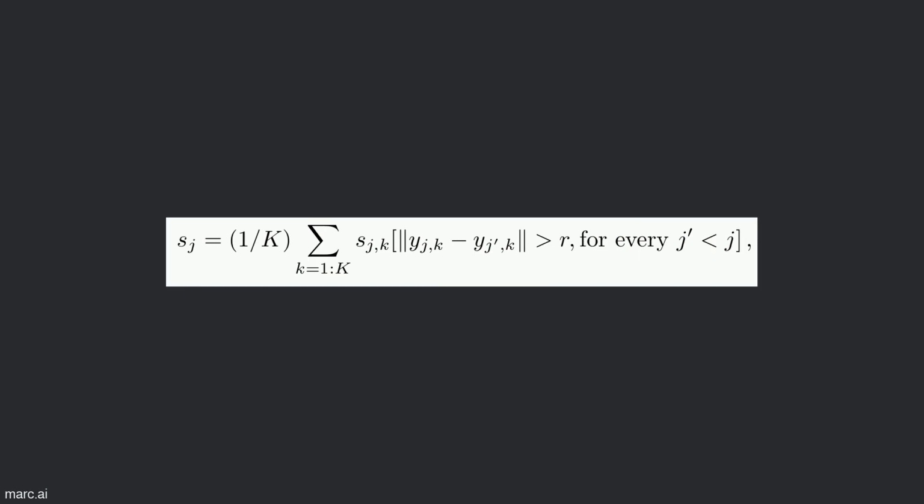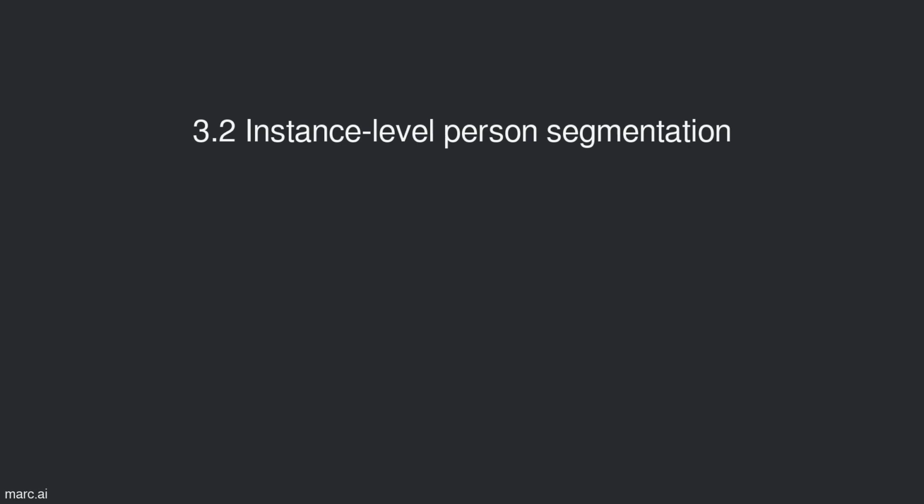Where r equals 10 is the NMS radius. In the experiments reported in Sec. 4 we report results with the best performing expected OKS scoring and soft NMS, but we include an ablation study in Appendix A. 3.2 Instance level person segmentation.